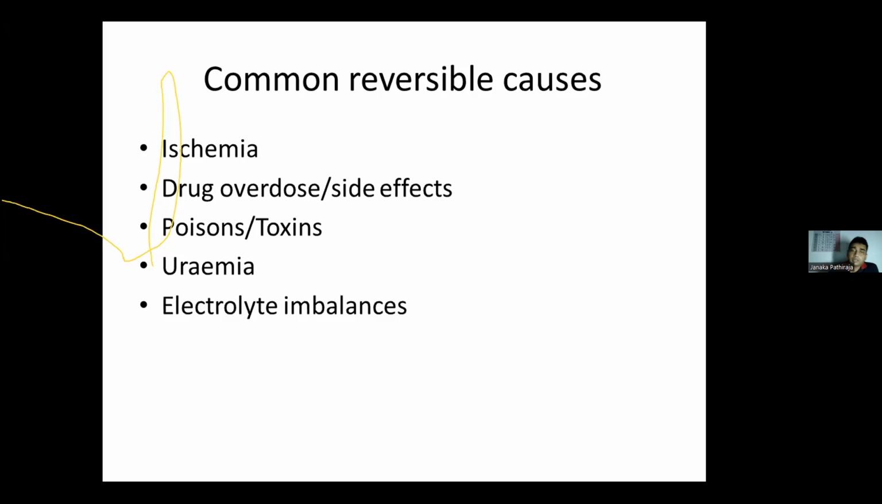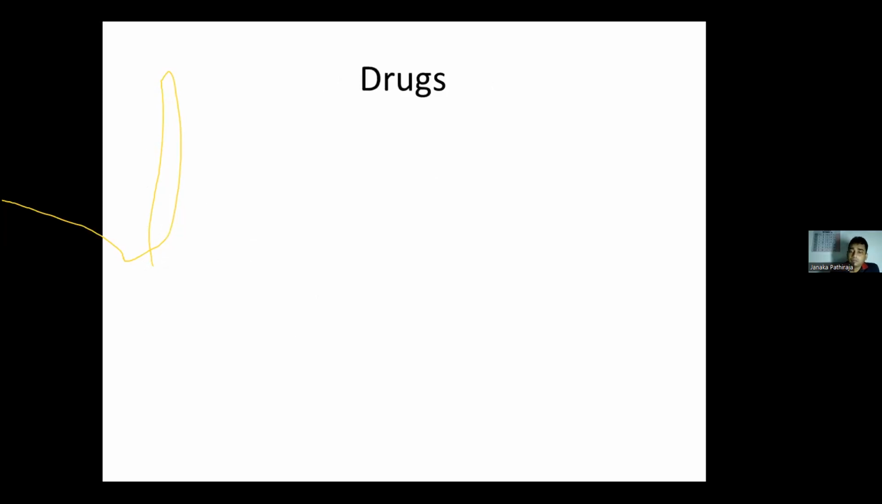Electrolyte imbalances we discussed, especially hyperkalemia, then metabolic abnormalities, mainly hypothyroidism. Drugs we discussed this also: isoprenaline, atropine, adrenaline, and so on.